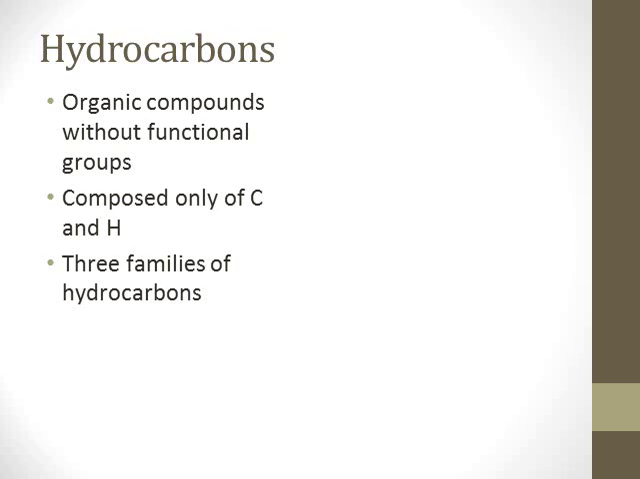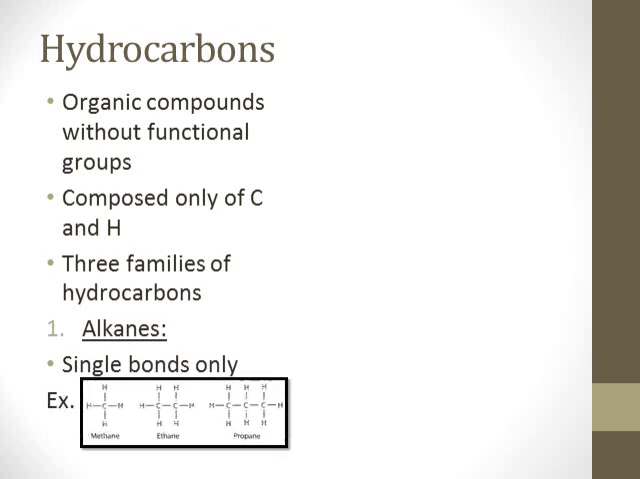And generally, we divide them into 3 different families. The naming of these is quite complex, and we're not going to get into that. But just as an overview, we divide them into those 3 families based on what kinds of bonds are formed between the carbons. So in the alkane family, we have single bonds only. And there are some examples here, methane, ethane, and propane, that you're probably familiar with.